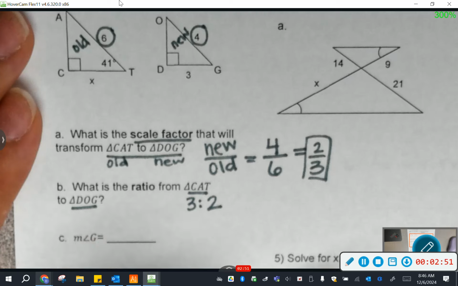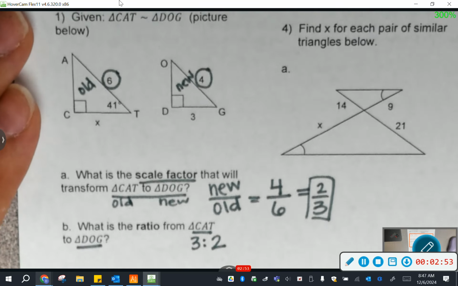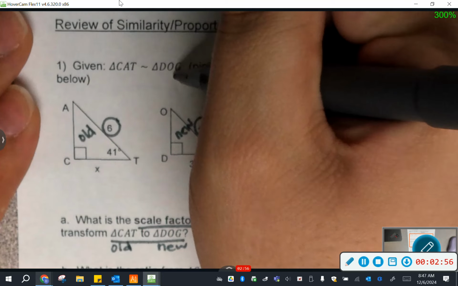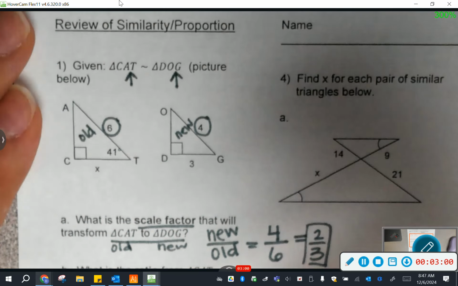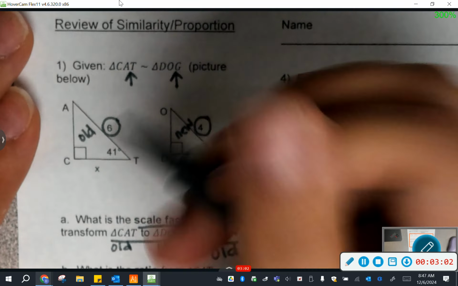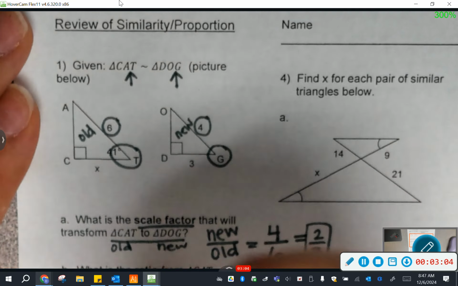How do I find angle G? Well, what goes with G? T, you could do your chart or you can just look at it. And I don't know what G is, but what's T? 41 degrees.